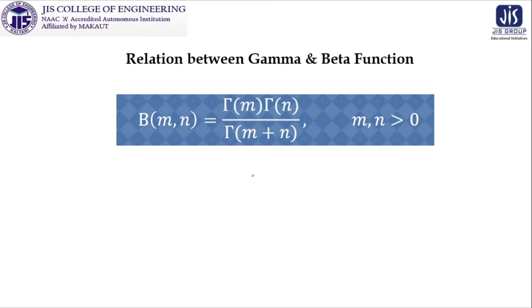This is such strong information that problems which would be tough in the context of beta function can be very easily solved with the help of gamma function, by converting the problem into a gamma function problem with the help of this particular property. This property is true only when m and n are greater than 0, because m and n greater than 0 is the required criterion for the existence of the beta function also.